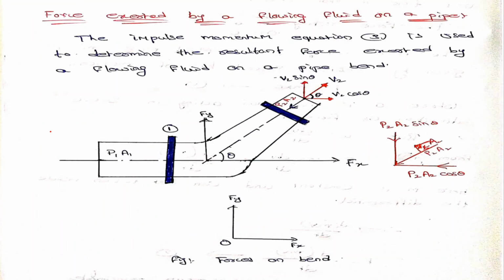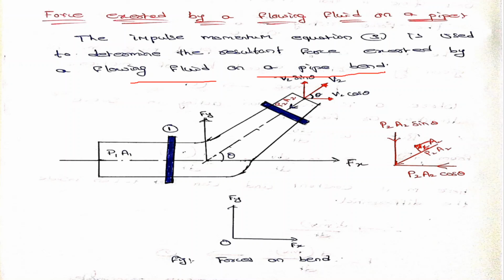Now, force exerted by a flowing fluid on a pipe bend. What we have to see, just now I said in my starting lecture, we are having two: one is pipe bend and another one is sprinkler. But in this session we will see pipe bend, and in the next session we will see sprinkler. In between we have to solve some numericals also. No problem, I will make you solve, and I will solve two or three numericals. Okay, now the impulse momentum equation is used to determine the resultant force exerted by a flowing fluid on a pipe bend.